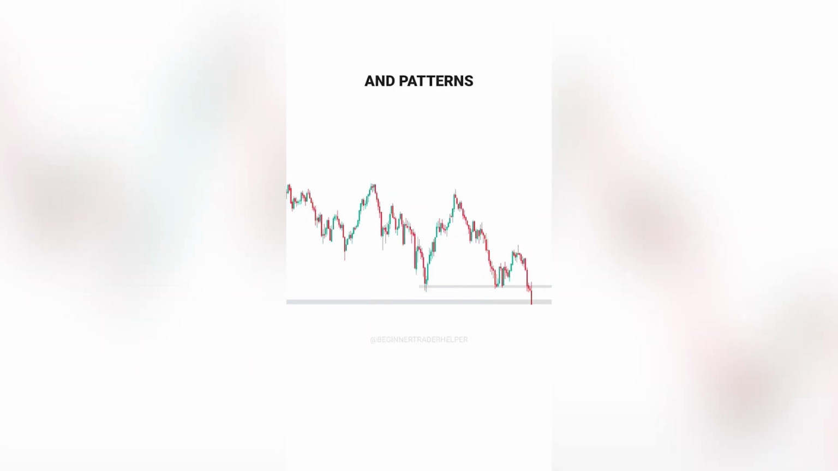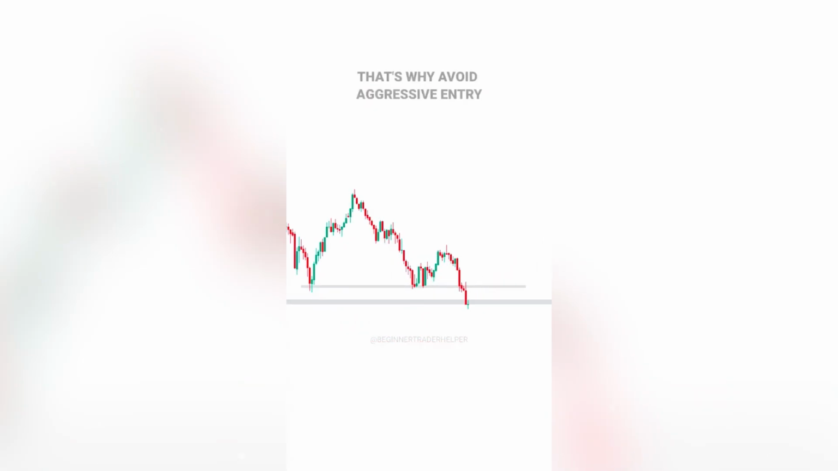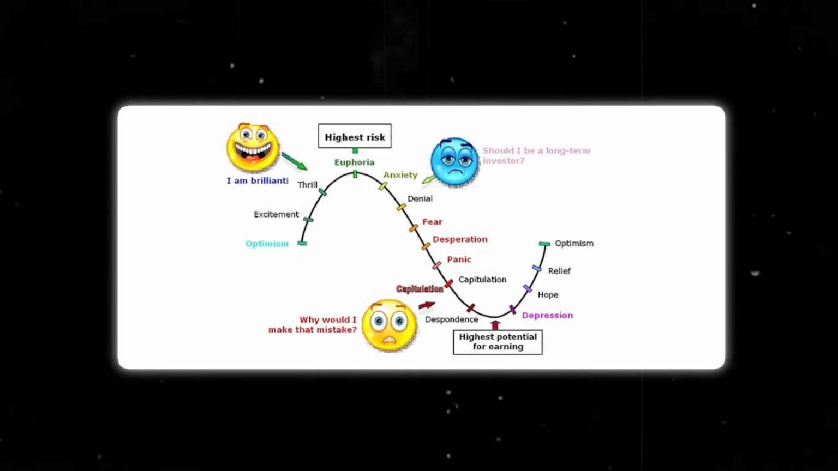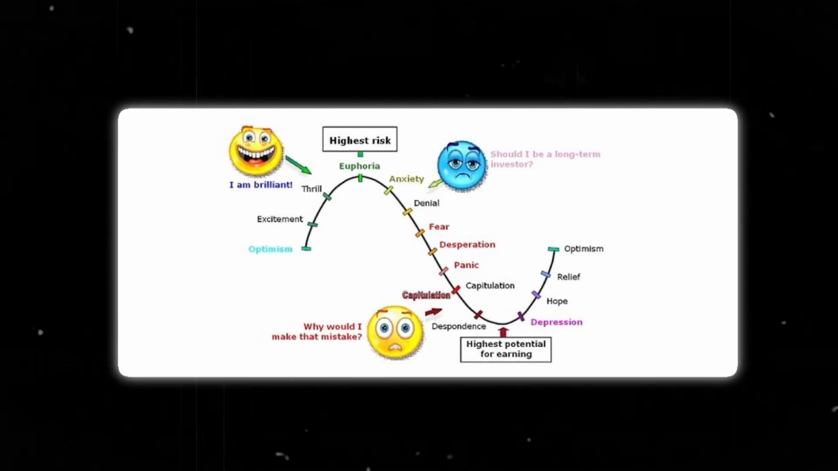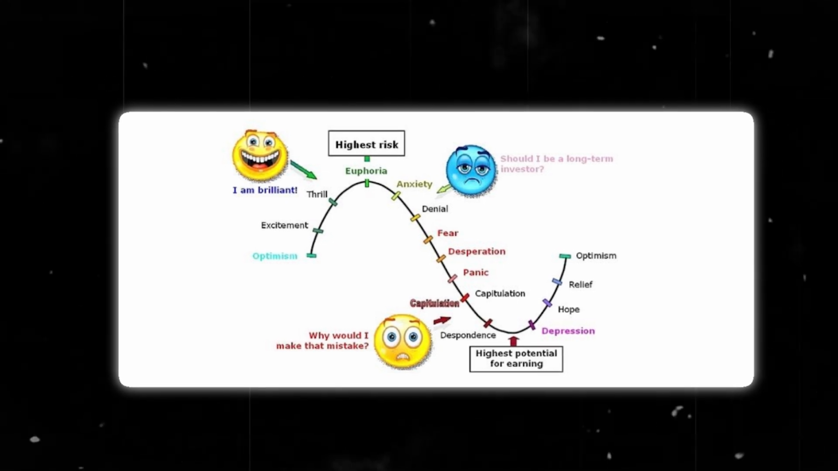So, patience isn't boring, it's profit. Or keep jumping at every red candle like it's a haunted house. Losing your psychology. The moment a trade goes red, the new trader's brain melts. Confidence? Gone. Strategy? Forgotten. Now it's just panic, revenge trades, and staring at charts like they personally betrayed you.